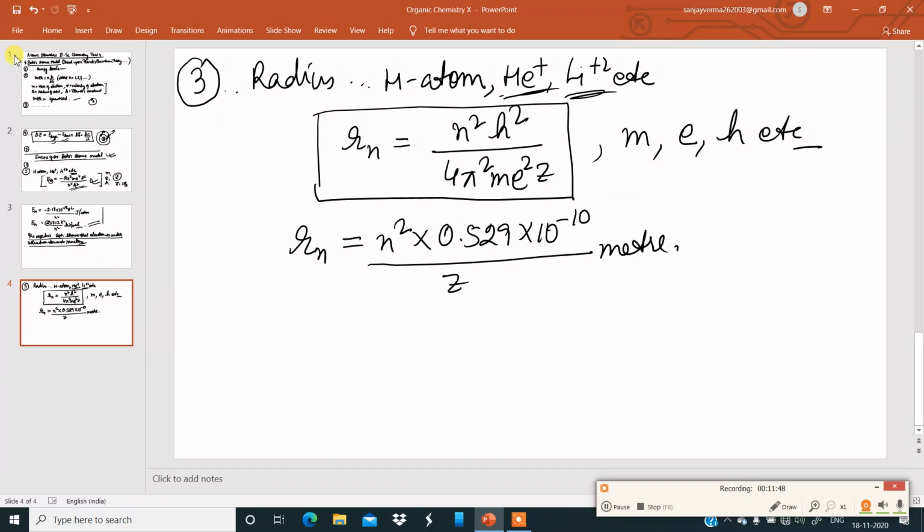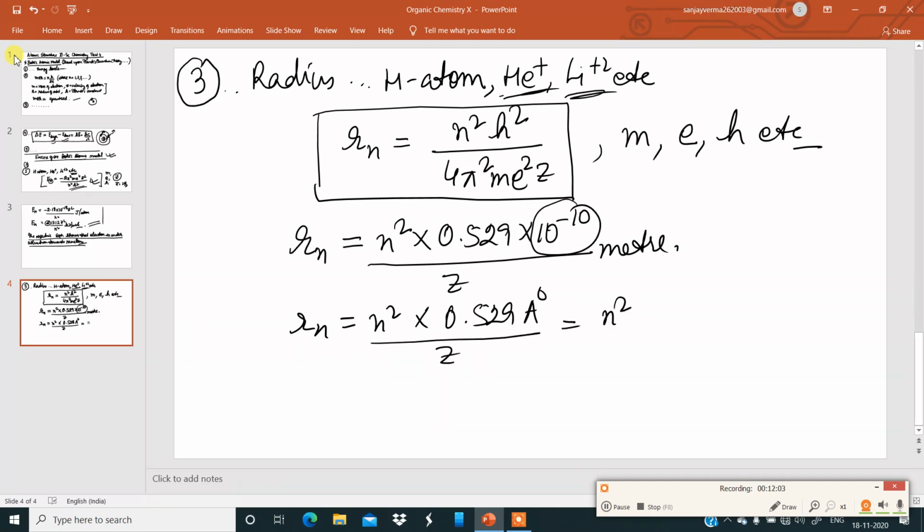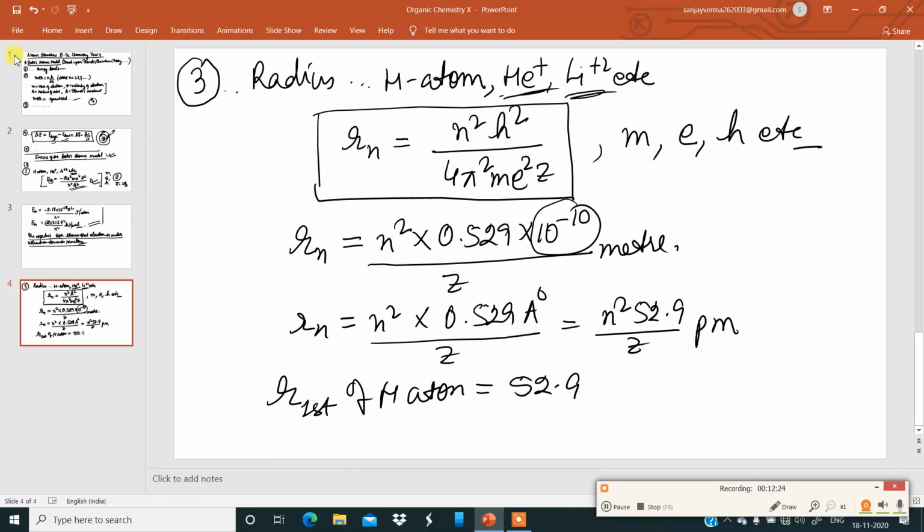Now upon further simplification, you can get n square into 0.529 angstrom divided by Z. That comes to n square into 52.9 upon Z picometer. So the radius of the first orbit of hydrogen atom is coming roughly to 52.9 pm.